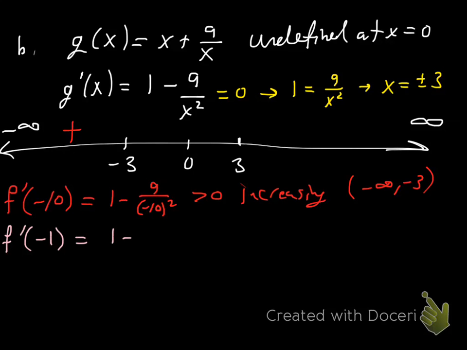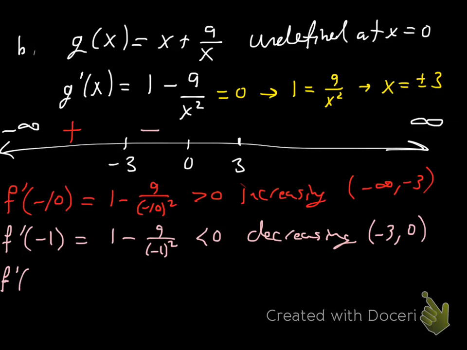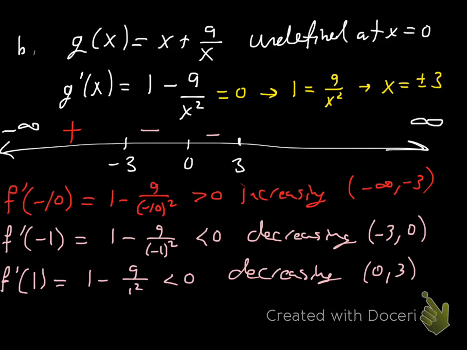F prime of negative 1 is less than 0, so we're going to be decreasing from negative 3 to 0. F prime of 1 is going to be something negative, so again it is decreasing from 0 to 3. So you see that it was the same thing. It was both decreasing in that interval, but we can't say it's decreasing from negative 3 to 3, because that implies that it's defined everywhere between negative 3 and 3, and it's not defined at 0. That's why we have to say that.